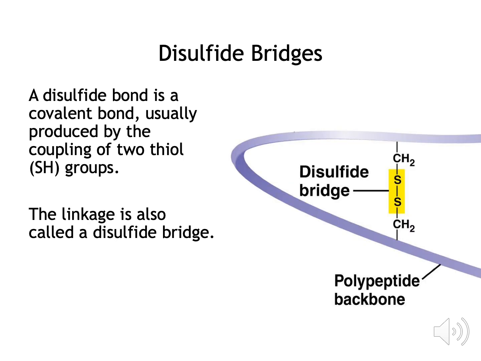A disulfide bond, also known as a disulfide bridge, is a covalent bond between 2 thiol groups. And these thiol groups usually have sulfur within them.